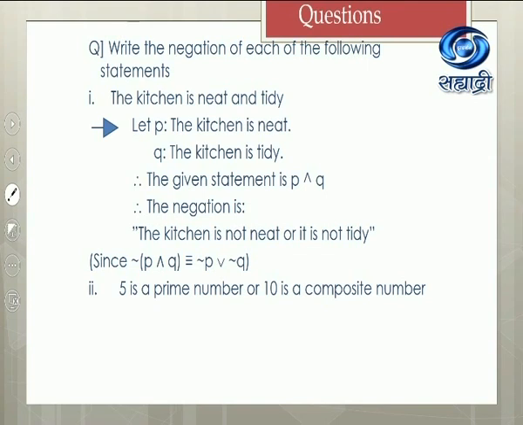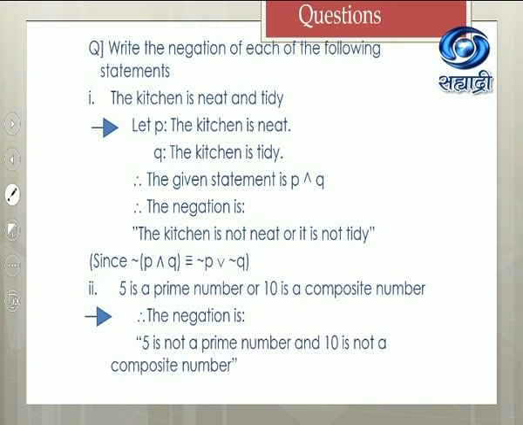Next example, 5 is a prime number or 10 is a composite number. Here P is 5 is a prime number, Q is 10 is a composite number. So negation of disjunction is both negations and conjunction will come. So 5 is not a prime number and 10 is not a composite number.